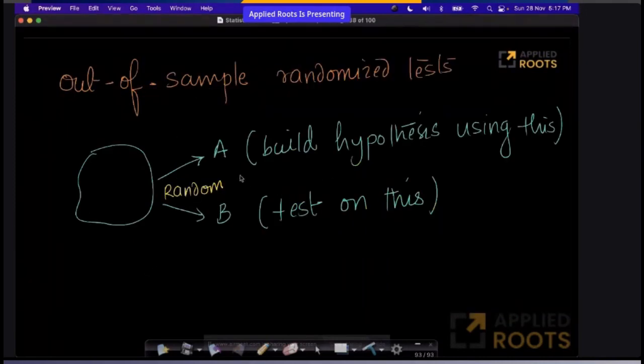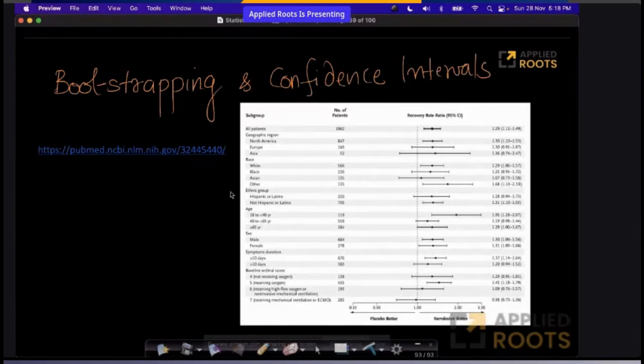Now, another strategy is to use out-of-sample randomized tests, where we take the larger sample and break it up randomly into two subsamples, A and B. We do all of our hypothesis testing and build the hypothesis on A, while we test it on B after we come to a conclusion with A. This is very similar to the train-test split in machine learning. Very simple, fairly powerful.